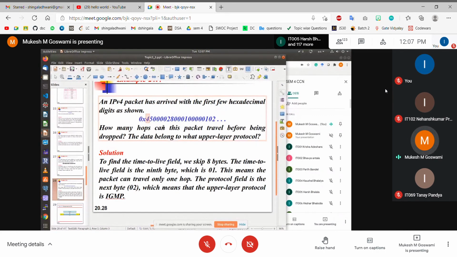So the version number here is 4. Then the next 4 bits are the header length. So header length is equal to 5. 5 multiplied by 4 is equal to 20. So this particular packet does not contain any optional field. It only contains the 20-byte required field in the IP header.